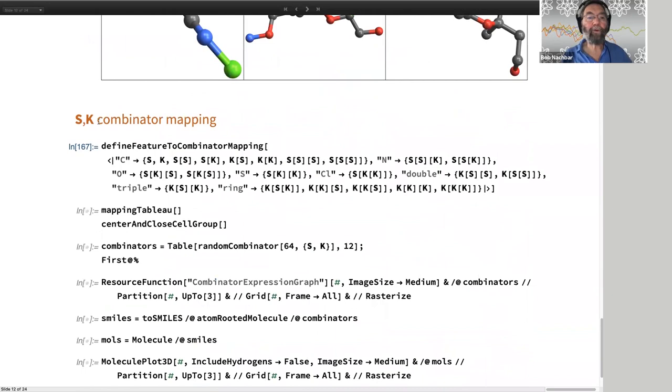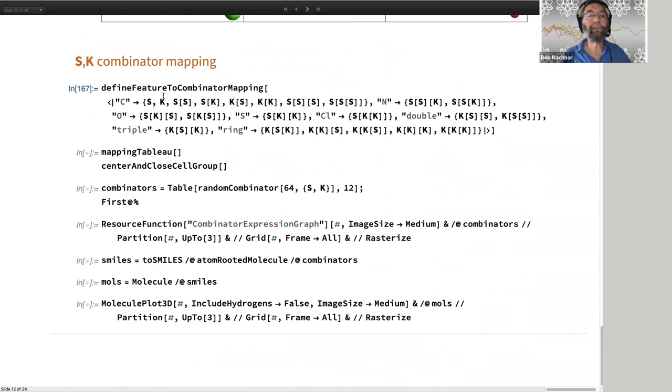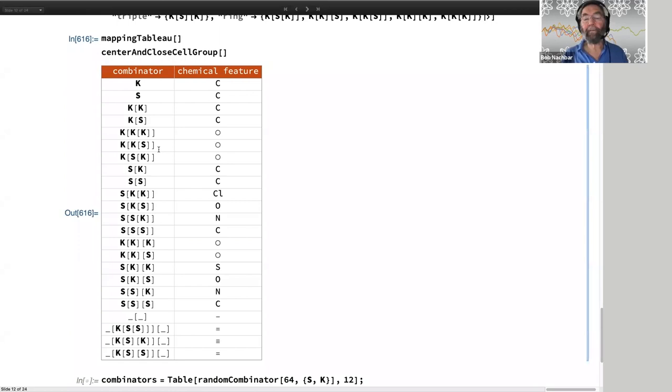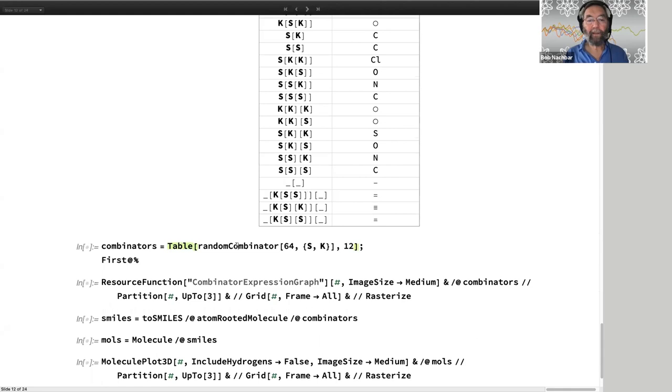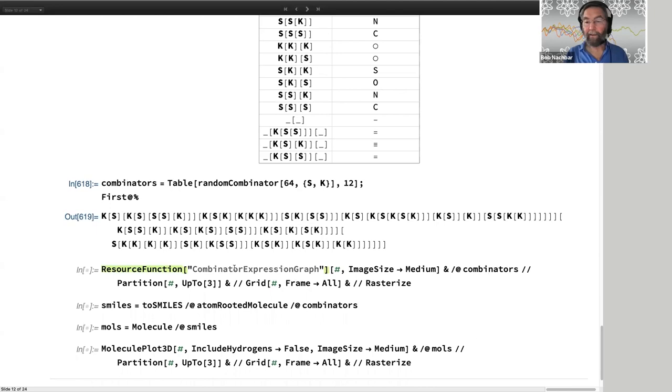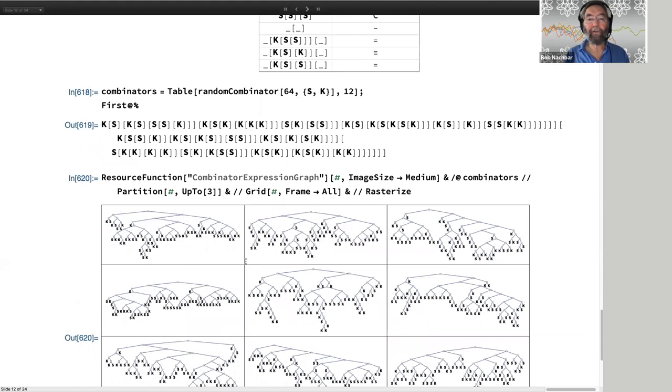And this is the mapping that was on the slide earlier. And so let's just define that. And it looks like I've deleted my output, so I will have to evaluate to show you what they look like. There's the mapping. And we can generate a combinator using that mapping. And we can make the grid of 12 of them to see what they look like.